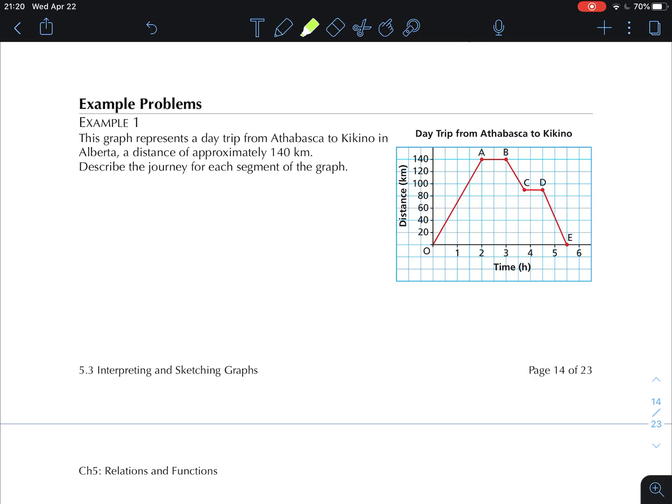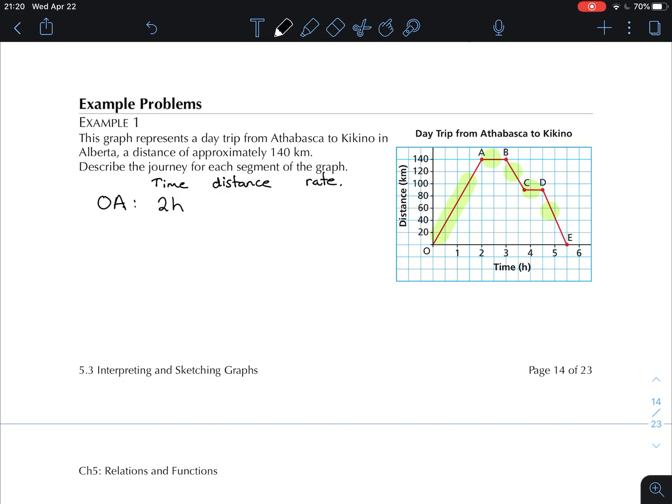All right. Example problem number 1. This graph represents a day trip from Athabasca to Kikino in Alberta, a distance of about 140 kilometers. Describe the journey for each segment of the graph. If you take a look at the graph, there are 1, 2, 3, 4, 5 segments that we are going to describe. The first segment is O to A. And we're going to talk about how long it took and the distance traveled.